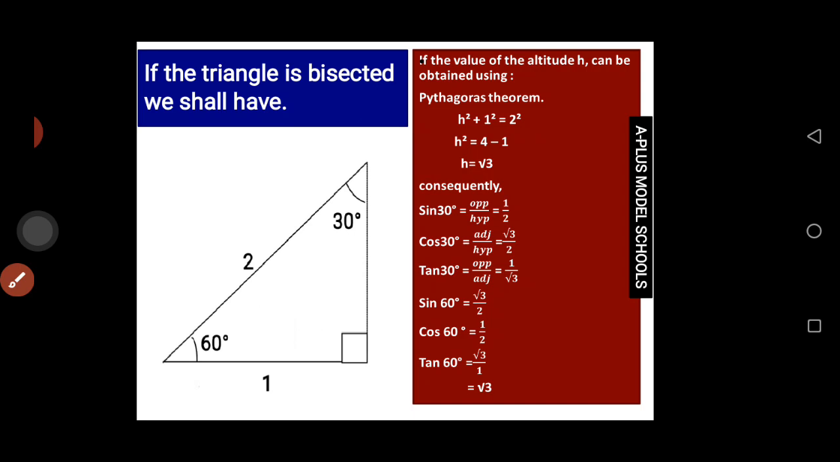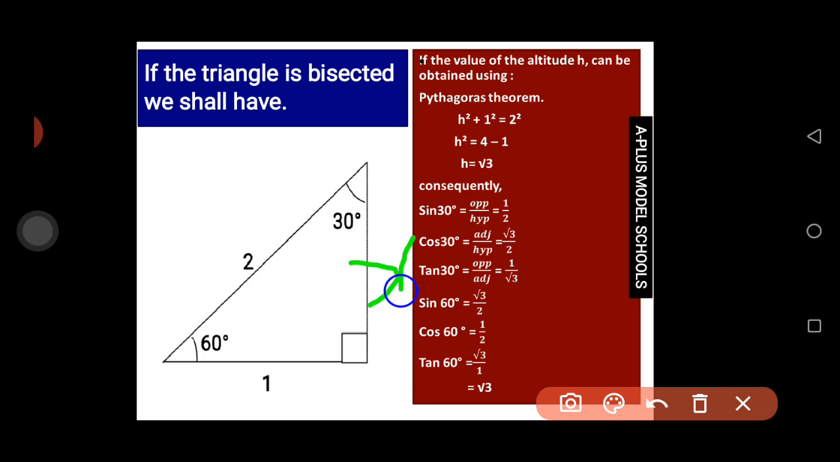If the triangle is bisected, as I have explained, I will have one part to be 1, and the hypotenuse 2. Then this side is unknown. I am representing this side as h. If I want to look for the value of this h, the altitude, it can be obtained using Pythagoras theorem or Pythagoras rule.